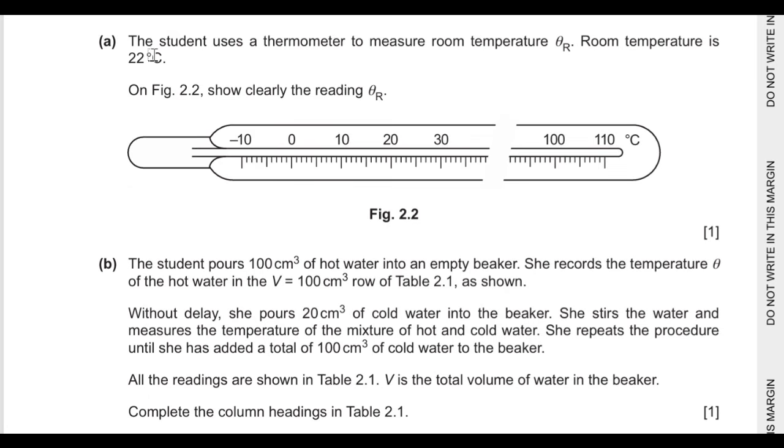A part says the student uses the thermometer to measure the room temperature. Room temperature is 22 degrees centigrade. On figure 2.2, show clearly the reading of room temperature. The reading is 22, so it would be 2 points ahead of 20. And this is the reading of the thermometer, 22 degrees Celsius.